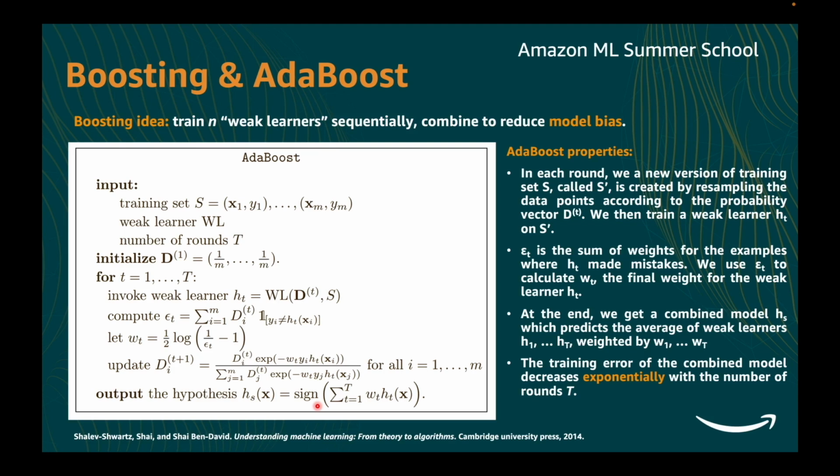What is happening is that over time you are iteratively adding one more model, and you are actually reducing the training error. You can prove mathematically that as the number of rounds increases, the training error of the combined model decreases exponentially fast. So if you have 2 rounds versus 10 rounds, in 10 rounds it's going to be exponentially much lower than 2 rounds. So this is the overall AdaBoost procedure.